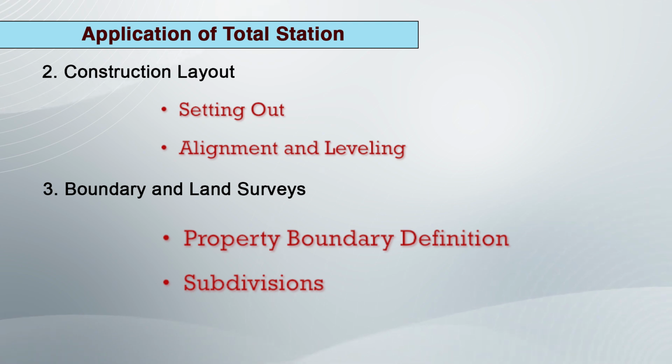And the second application of boundary and land survey is subdivision. The total station helps in dividing land into plots for development or sale, ensuring that each plot is accurately measured and recorded. The fourth application of total station is infrastructure development. In the infrastructure development, the first application is roads and highways.